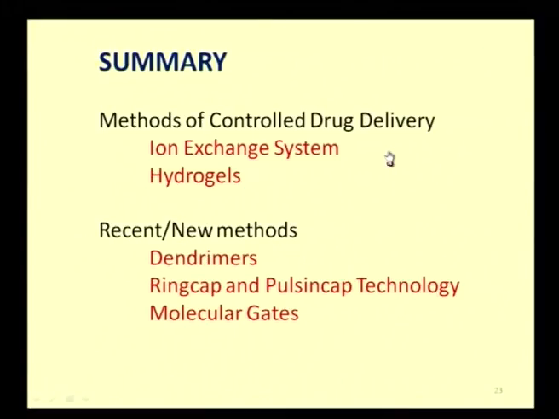So, as a summary, in today's part we have talked about the methods of controlled drug delivery with a special reference to ion exchange systems and hydrogels, and some of the newer or recent methods that are under development have also been seen. We have seen dendrimers, ring cap and pulsar cap technology, and molecular gates.